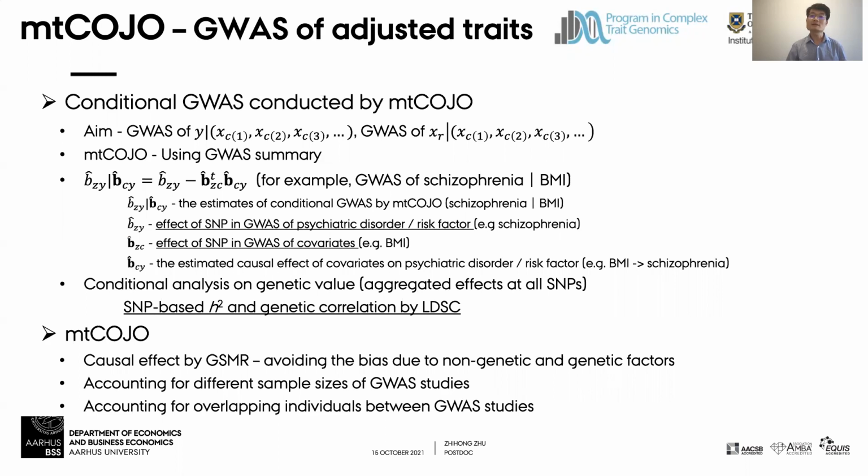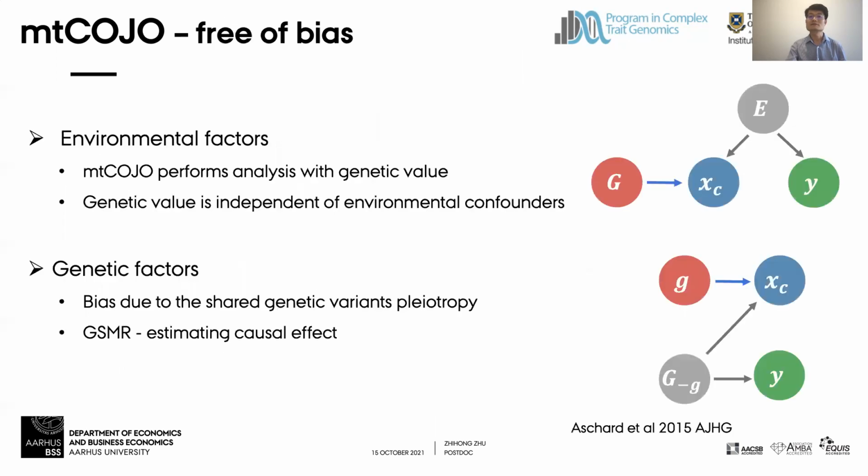We compared the MT-Kojo result to the traditional method when we have individual level data. The two results are identical. Furthermore, MT-Kojo accounts for distinct sample sizes and overlapping individuals when there are multiple GWAS studies. Lastly, the MT-Kojo method is free from bias. I will talk about it in detail.